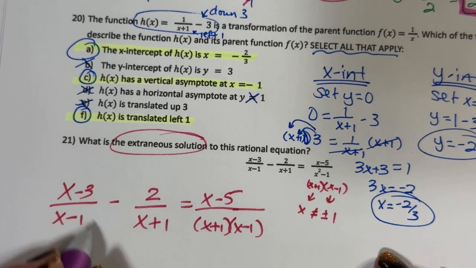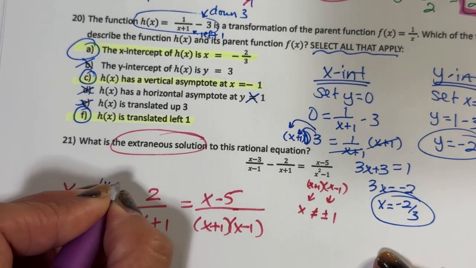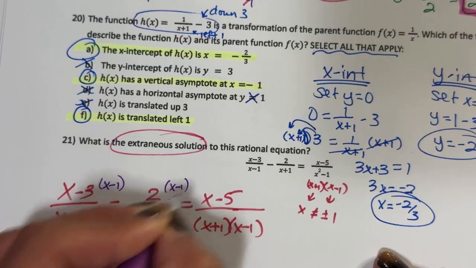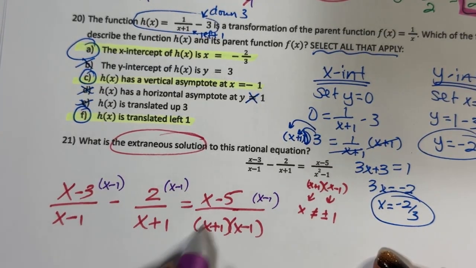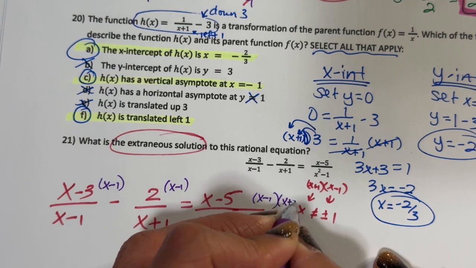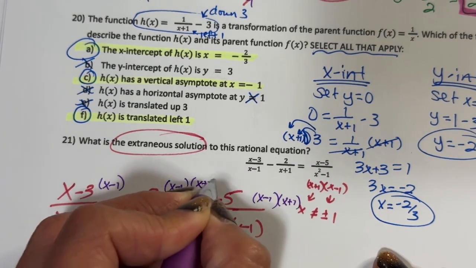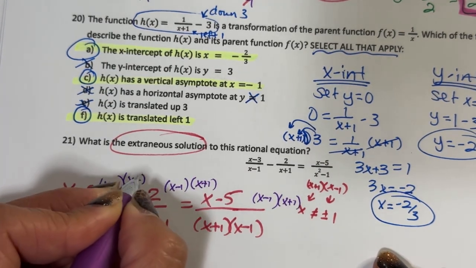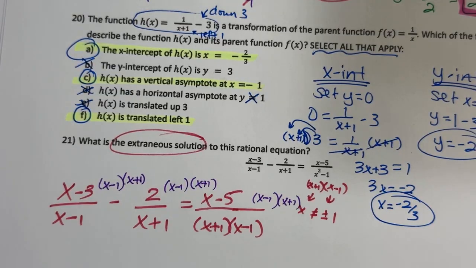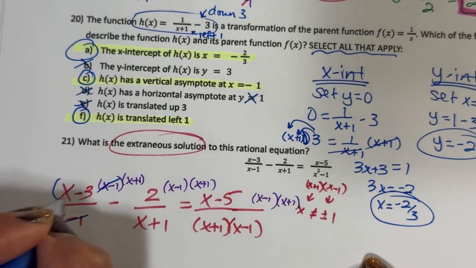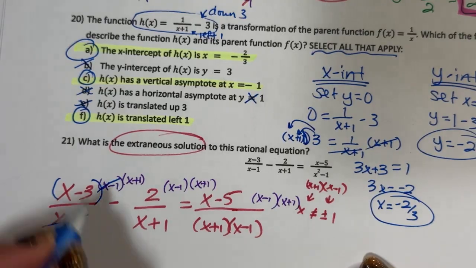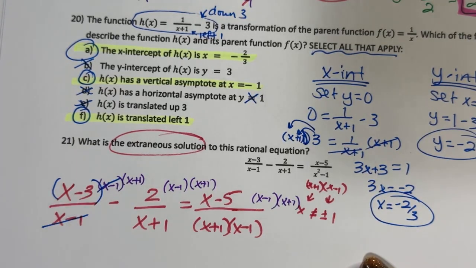So basically, I need to get rid of an x minus 1, so I need to multiply everything by x minus 1. But I also need to get rid of this x plus 1, so I need to multiply everything by x plus 1. Oops. And now I can get cancel happy. So these x minus 1s will cancel. So I'm going to have to multiply and distribute x plus 3 times x plus 1.